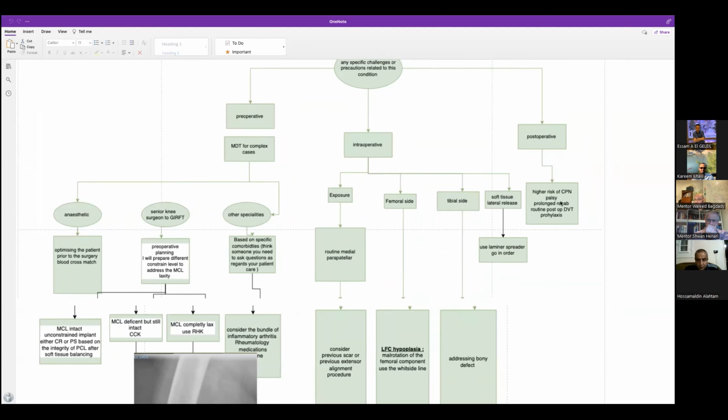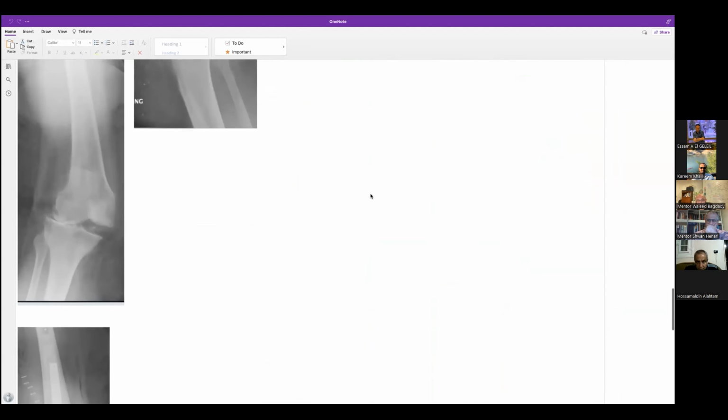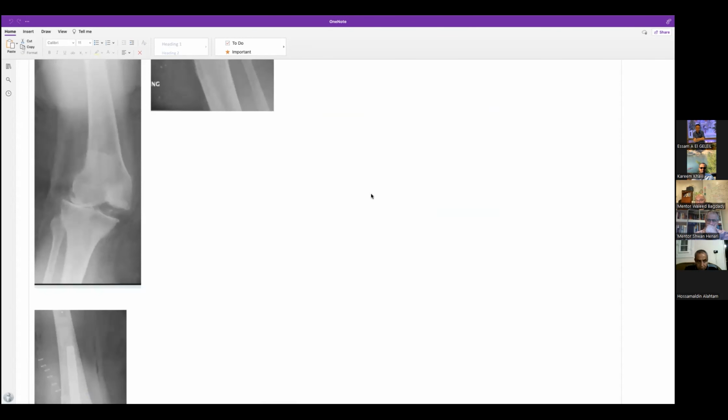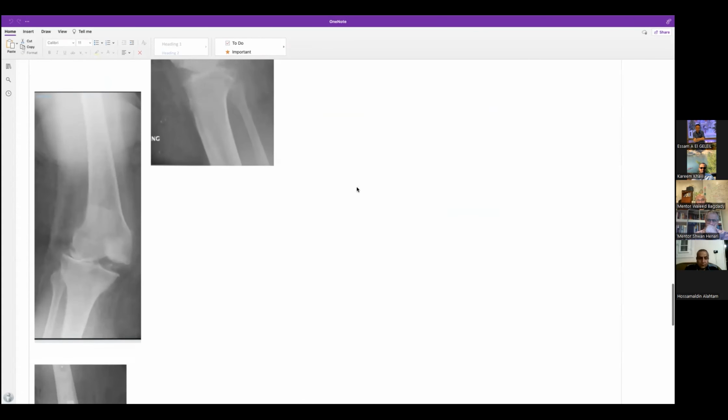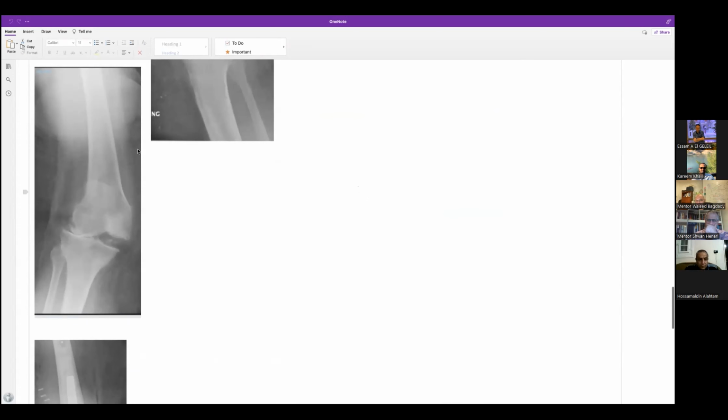And then post-operative, this patient has a higher risk for common peroneal nerve palsy and prolonged rehabilitation, and I will give her routine post-operative thromboprophylaxis. Just to show you what we do for these cases. This is not specifically this case, but this case is from our hospital.